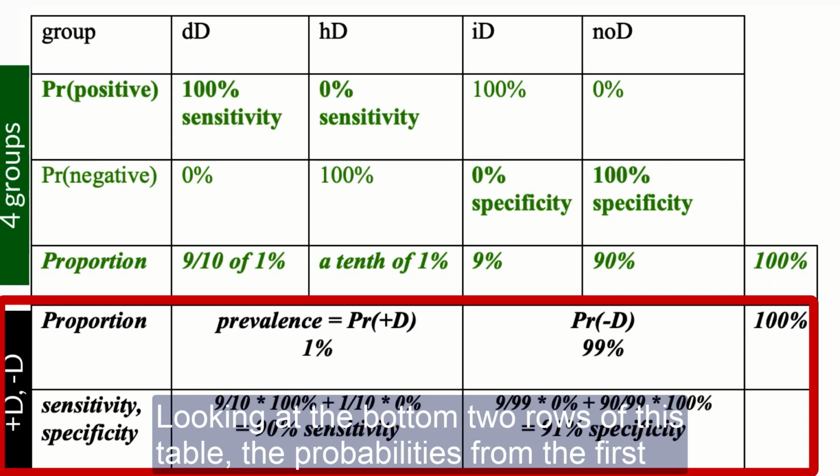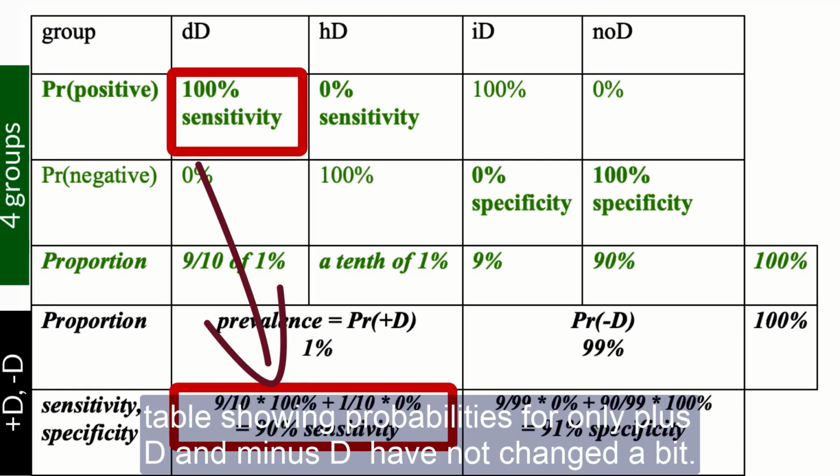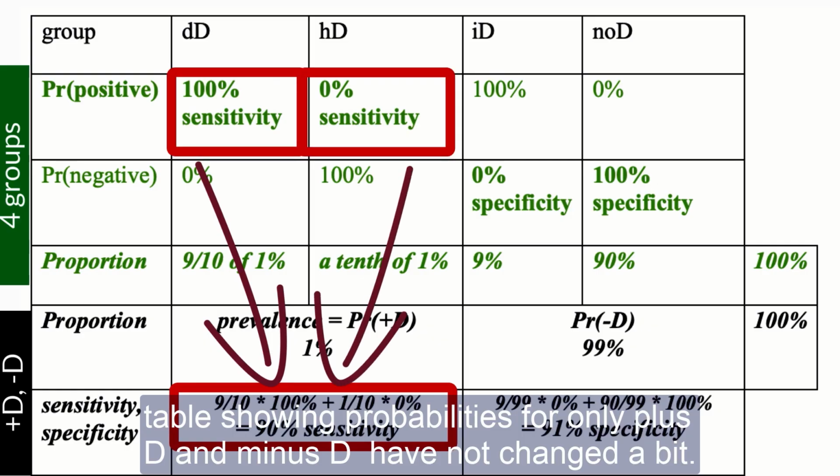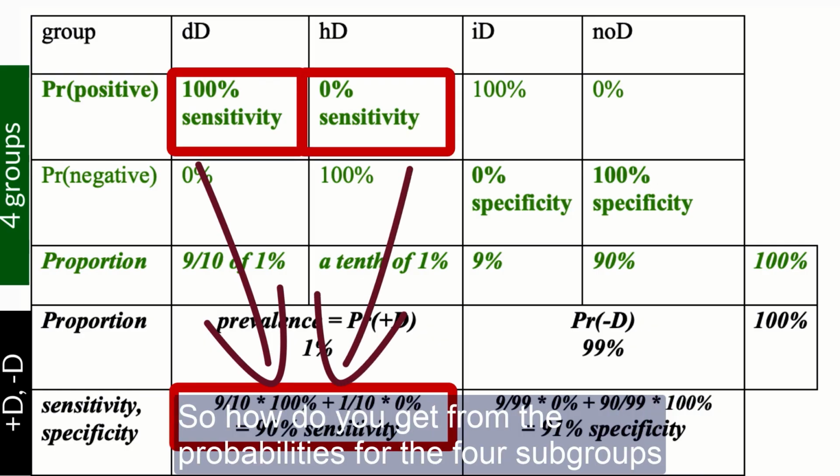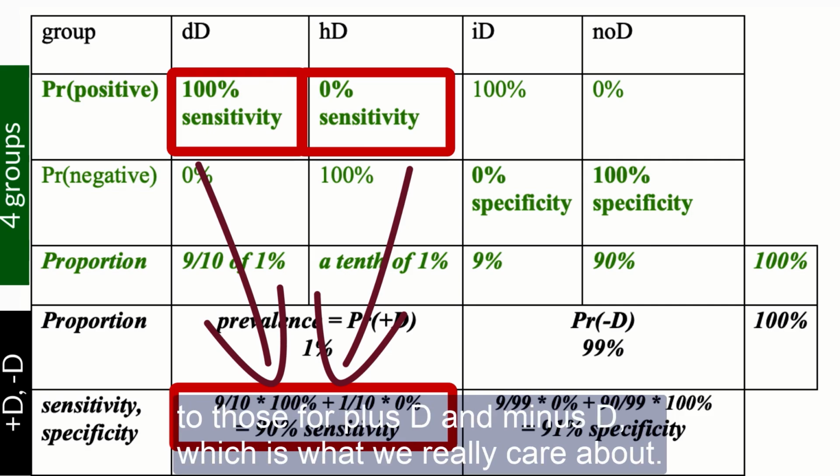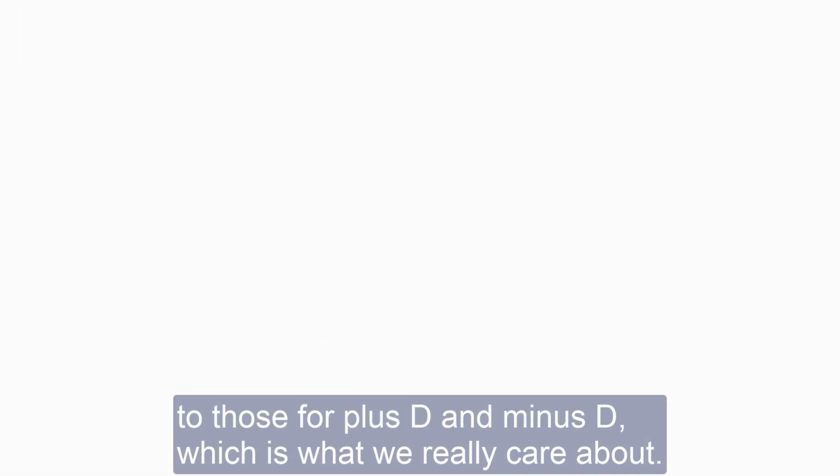Looking at the bottom 2 rows of this table, the probabilities from the first table, showing probabilities for only plus D and minus D, have not changed a bit. So how do you get from the probabilities for the 4 subgroups to those for plus D and minus D, which is what we really care about?